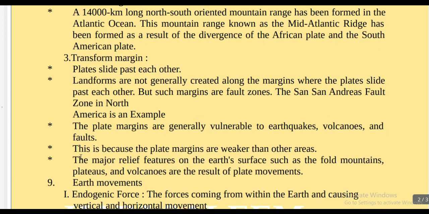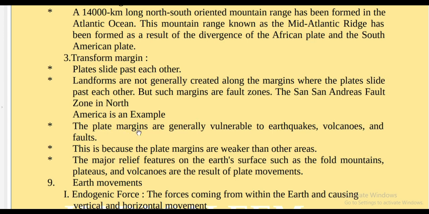Transform margin. Plates slide past each other. Landforms are not generally created along the margins where the plates slide past each other, but such margins are fault zones. The San Andreas Fault Zone in North America is an example.